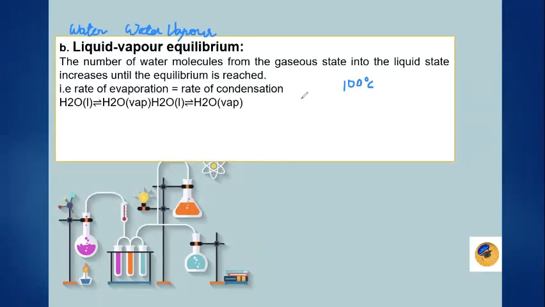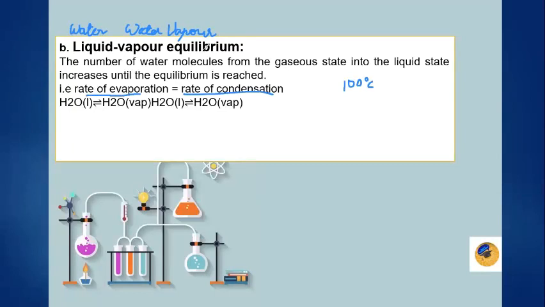So if you're boiling water, the number of water molecules from the gaseous state into the liquid state, right, so from water vapor to water, will increase. Since equilibrium is not yet attained, it will keep on increasing. And at the point that equilibrium is attained, we have already learned that the concentration remains the same. It remains constant. So once equilibrium is attained, the number of water molecules increasing will stop, and the water molecules in the gaseous and the liquid state will remain constant. That is, rate of evaporation will be equal to the rate of condensation.